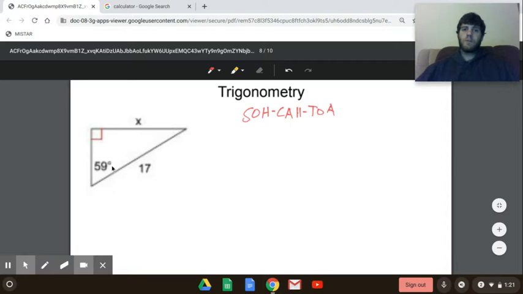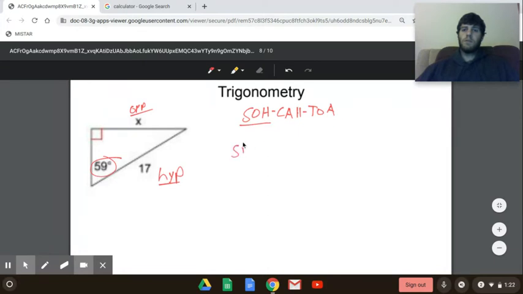So first thing we do here is label our sides. So 17 is your hypotenuse. Second step is circle the angle. The x is across, and across is opposite, and the x is adjacent... so the x is across, so that's opposite. So we have opposite and hypotenuse, that's O and H. So that's going to be the sine function. So we're going to use the sine function.